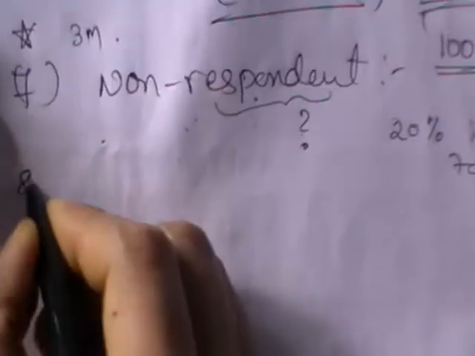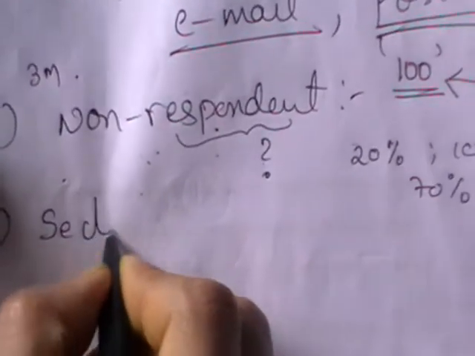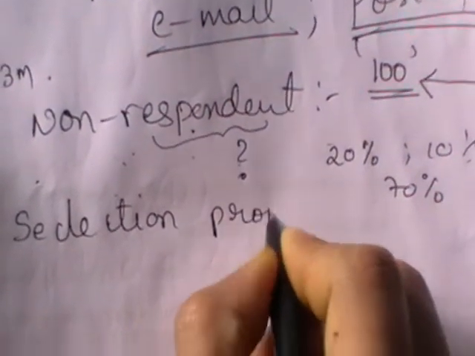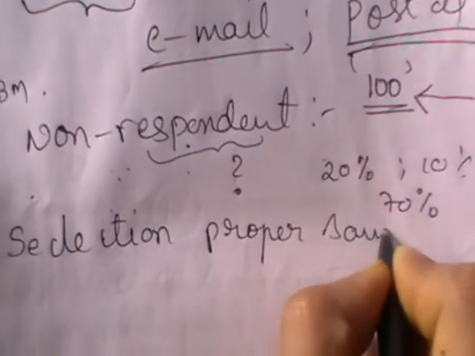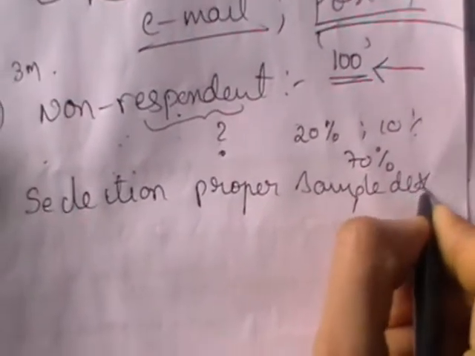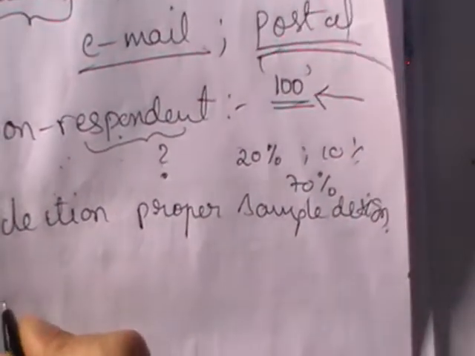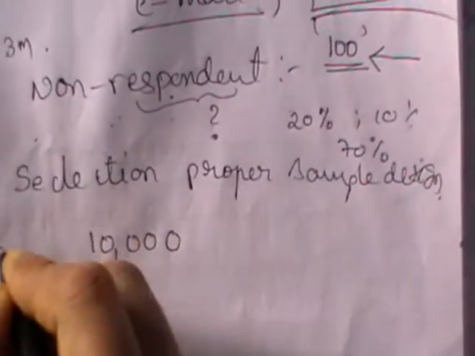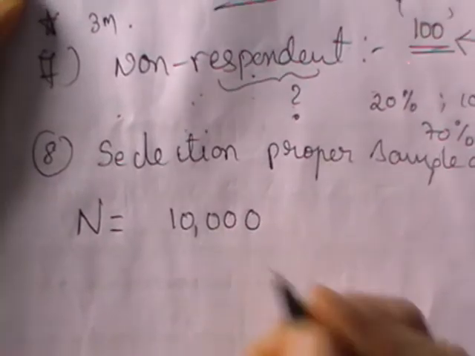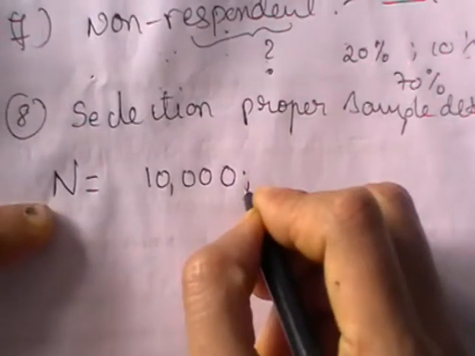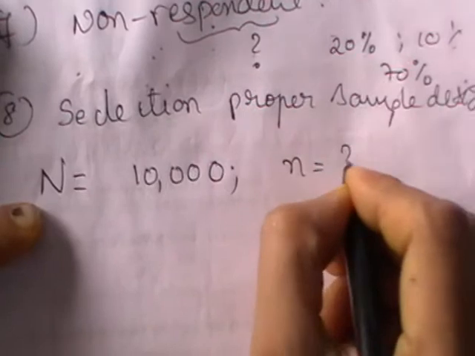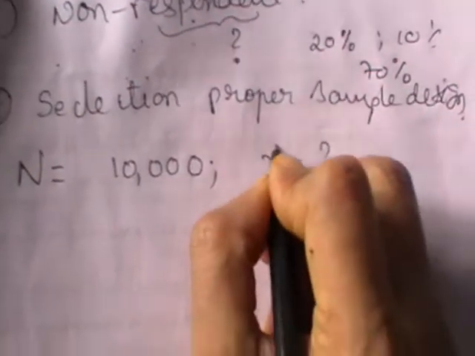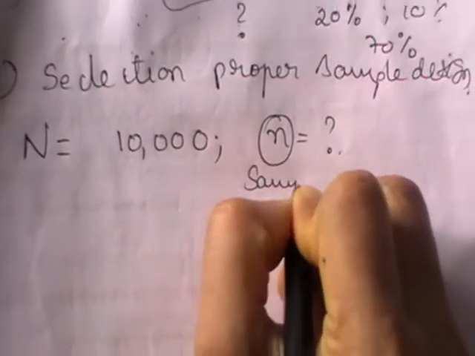And the 8th step is nothing but selection of proper sampling design. What do you mean by sampling design? Sampling design is nothing but deciding what the sample size is, how much size you are going to select out of the population size. Always remember, population size we indicate with capital N. The population size is 1000. How much sample is to be collected to get good or appropriate results? This small n we call the sample size.